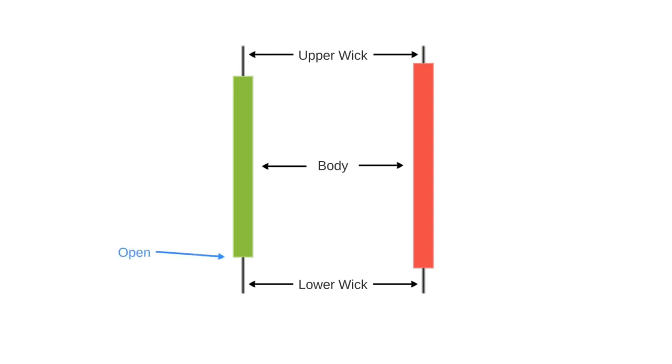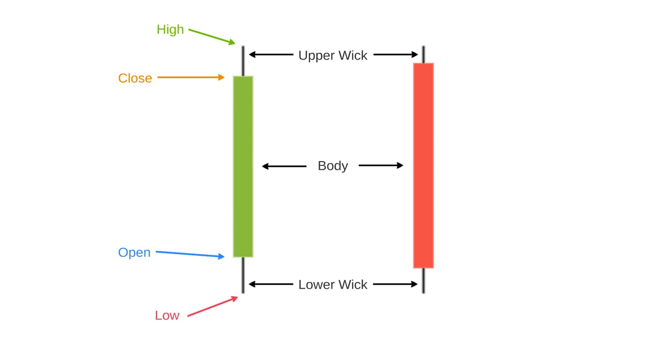The body is the thick coloured part of a candle, and the wicks are the thin lines coming from the top and bottom. If the body is green in colour, so a bullish candle, then the base of the body shows the price the candle opened at the start of the time period that the candle represents. The top of the body shows the price that the candle closed at. The bottom of the lower wick shows the lowest price the price reached, and the top of the upper wick shows the highest price the price reached during the candle's time period.